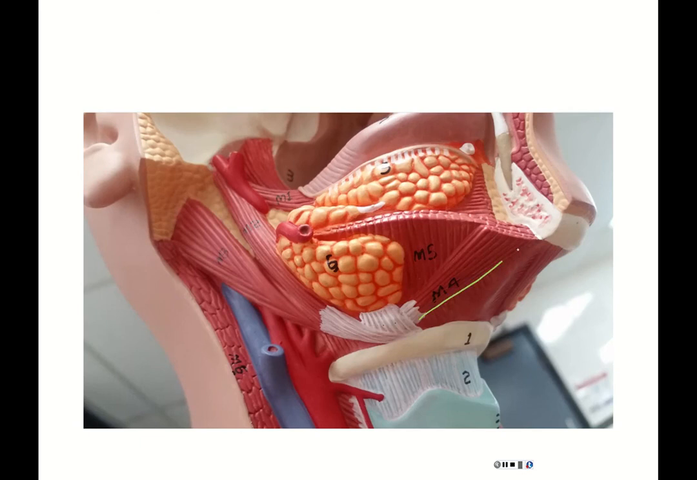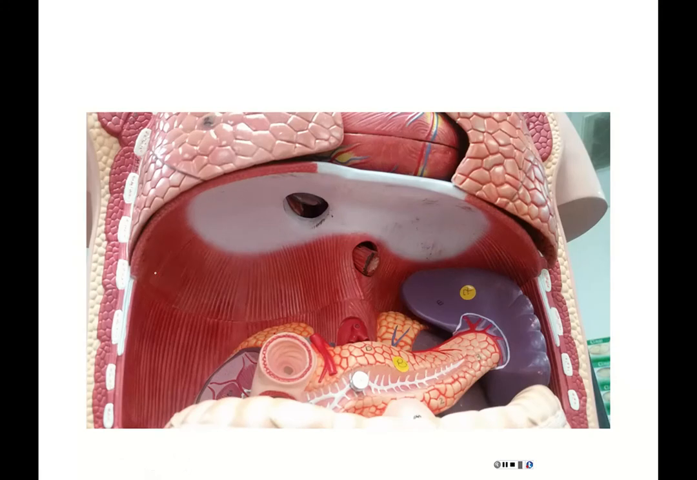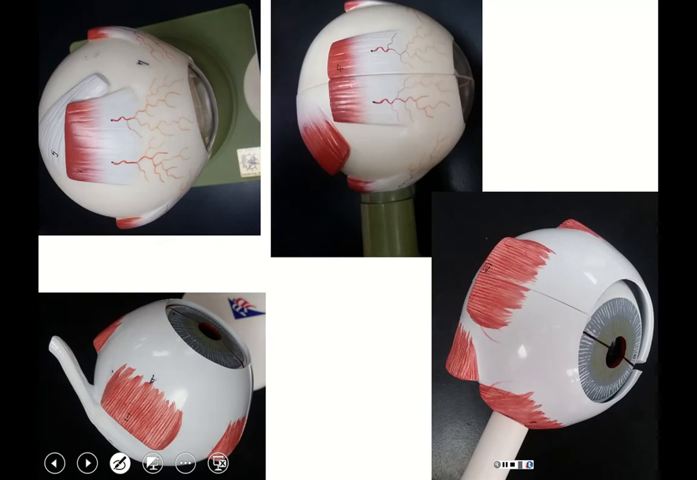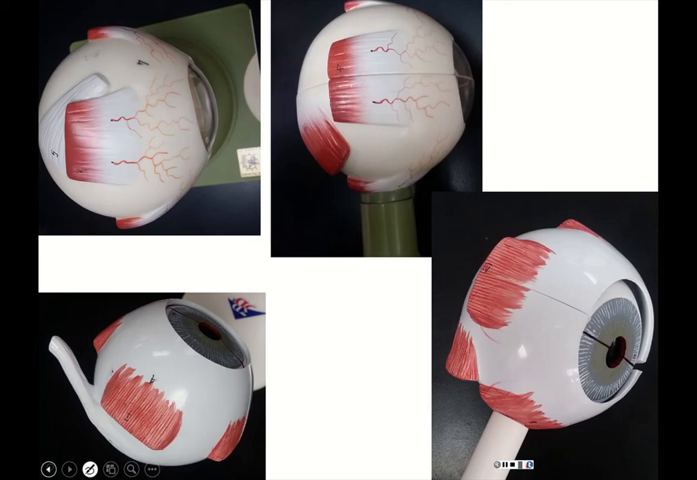You've got the digastric here, wrapping around, and then the mylohyoid is underneath. The diaphragm can be seen from underneath in our torso model. And then this is what some of our eye models look like. All right, so that wraps it up for muscles.